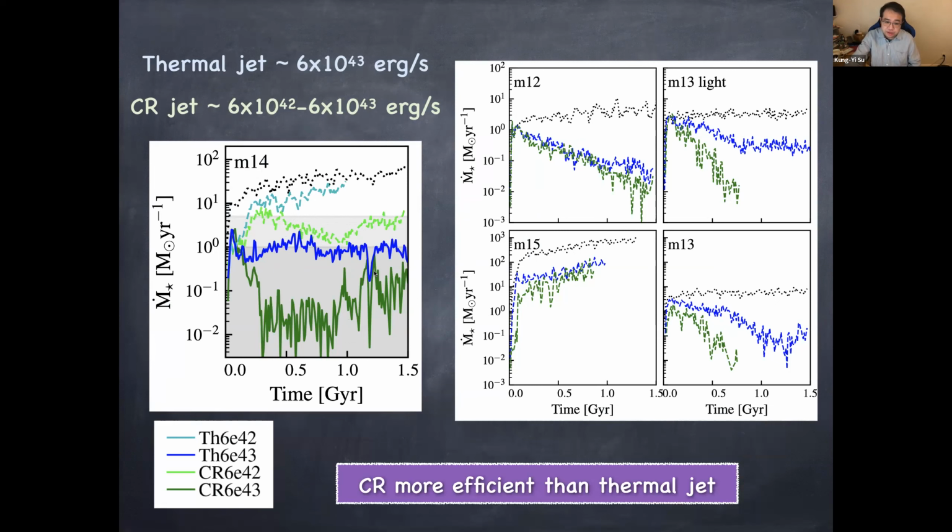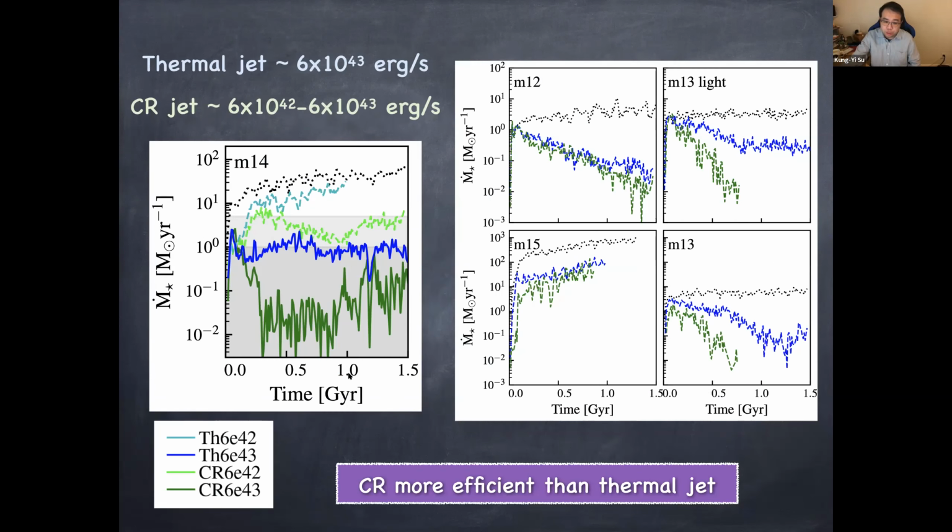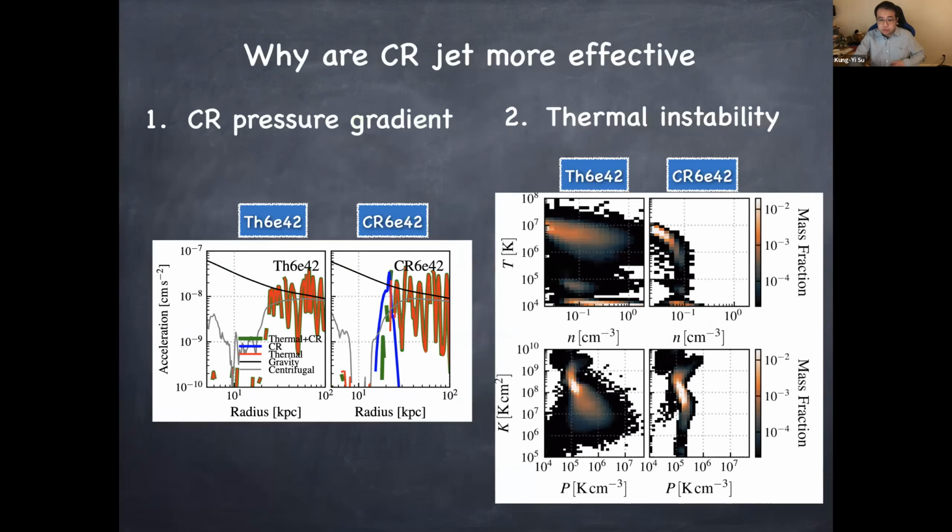So in either case, you can immediately find that with the same energy flux, the cosmic ray always quenches the galaxy, or suppresses the cooling for star formation, much more efficiently than the thermal jet with the same energy flux. And this actually holds true even in our current ongoing work, where we test 10 to the 12 or 10 to the 15 solar mass. So in all of the cases, with the same energy flux, the cosmic ray will always quench more efficiently. So there's a few things that we think explain why this is the case.